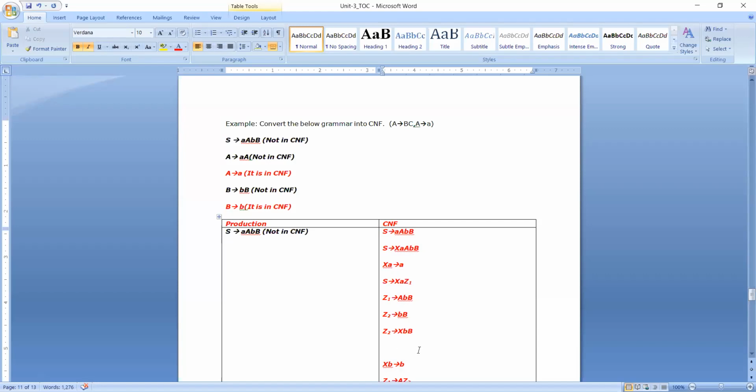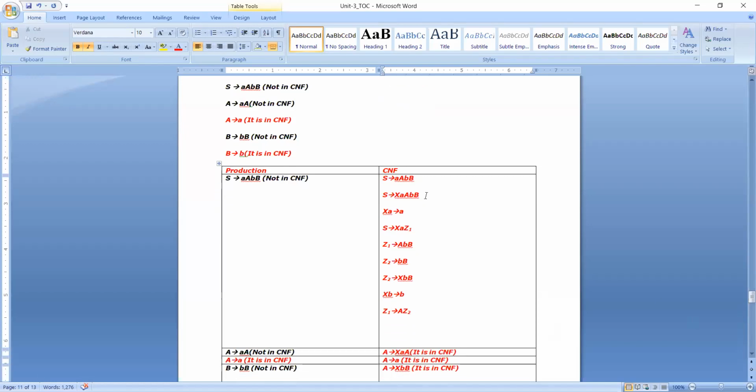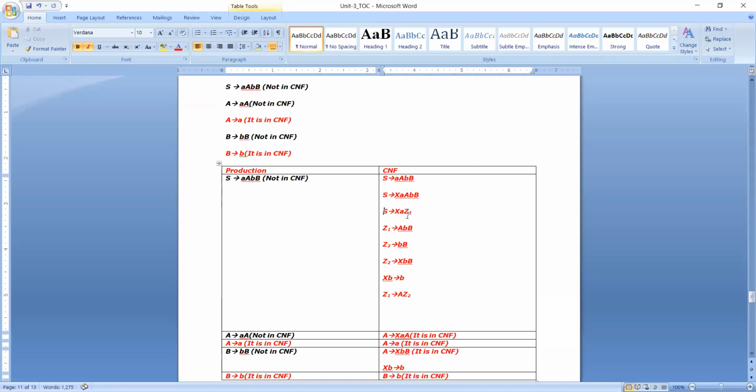So where this xb is nothing but xb derives to small b. Now please observe, this is the grammar which we have taken. Finally, we have converted our grammar into the required form. So what is that form? Please observe, let me write down all these things over here.